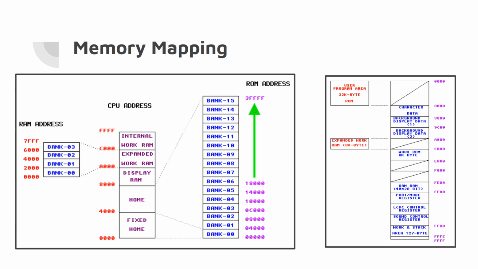Basically, if you have a 16 kilobyte ROM, that's going to get stored in 0000 to 3FFF. If you have a 32K one, it's going to get stored from 0000 to 7FFF. So that corresponds to that fixed home region.